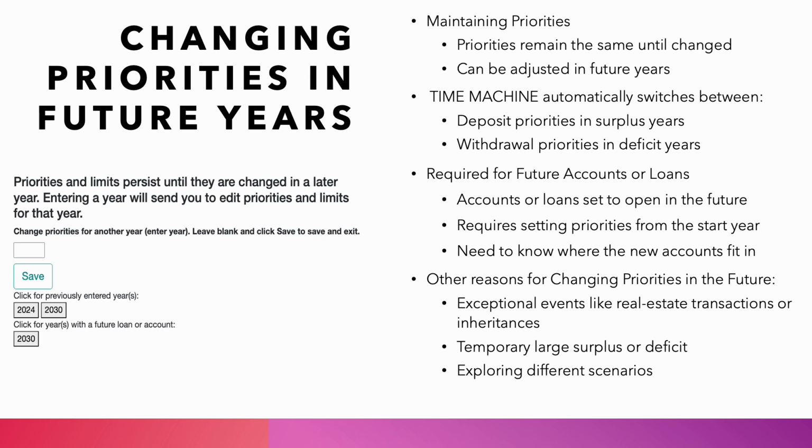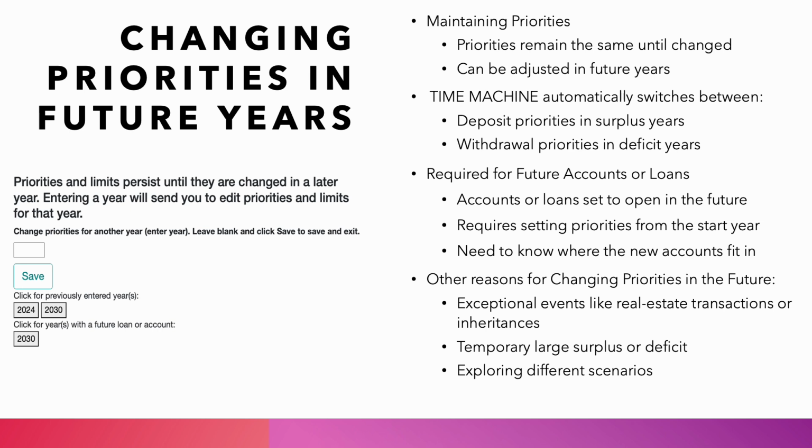You set the priorities for this year, and they are maintained until you change them in a future year. In most cases, it's not necessary to change them, as the time machine will automatically switch between using your deposit priorities in years you have a surplus, say when you're working, and switch to the withdrawal priorities in years you have a deficit, like after you retire.